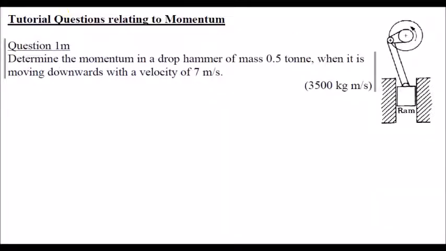Here are some tutorial questions related to momentum. I'd encourage you to attempt. Question 1M, we're asked to determine the momentum of a drop hammer having a mass of 0.5 tons when its downward velocity is 7 meters per second. The answer is shown here in the brackets. I'd encourage you to attempt this question. Solution shown on the following slide.